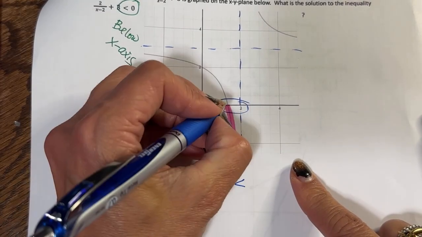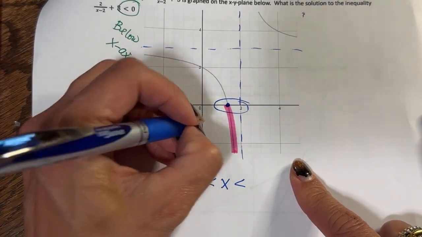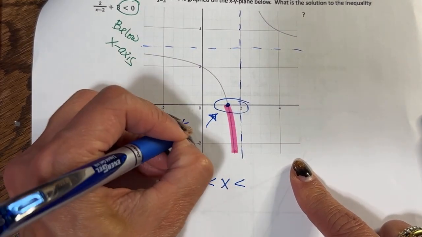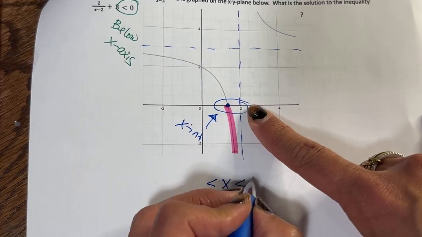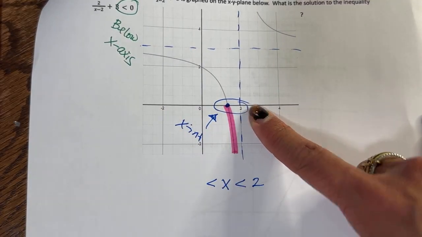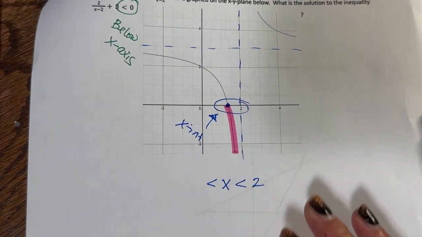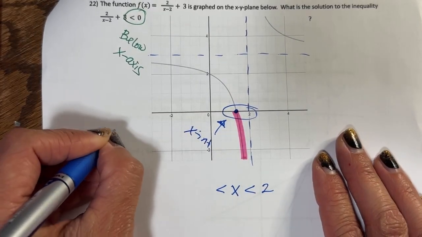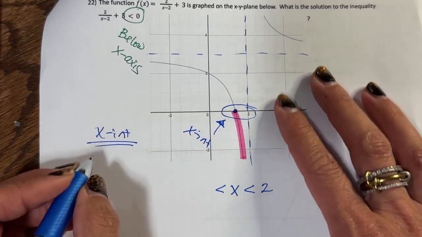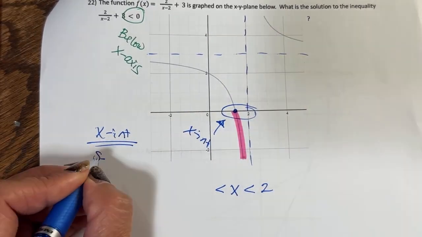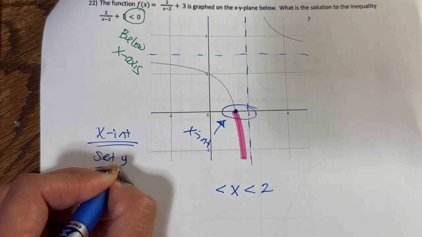And I need to know this x-intercept. I know that the wall right here is a vertical asymptote. It's at a positive 2. I need to figure out, well, what is that x-intercept? So this one I actually have to do a little bit of work. To find the x-intercept, that's where we set the y equal to 0.